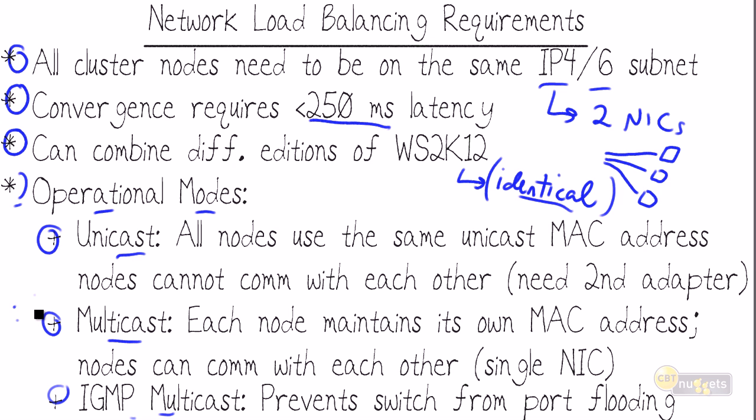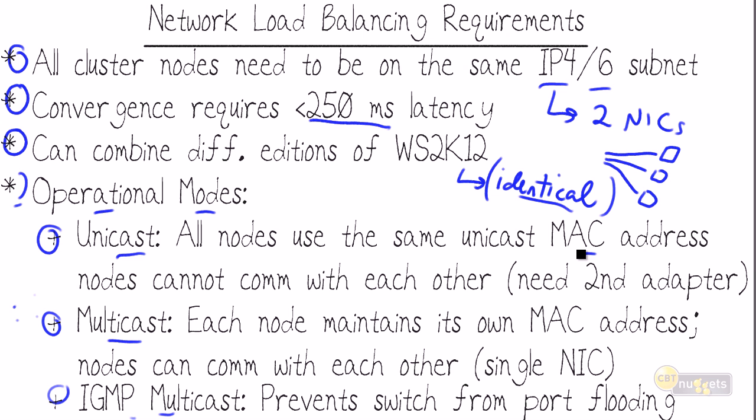What do you need to know? Well, if you're going to do unicast operational mode, then what happens is all the nodes in the cluster use the same virtual MAC address. So network load balancing will actually overwrite in the registry the MAC address of each of your nodes with a shared cluster MAC address. Now what's the problem?